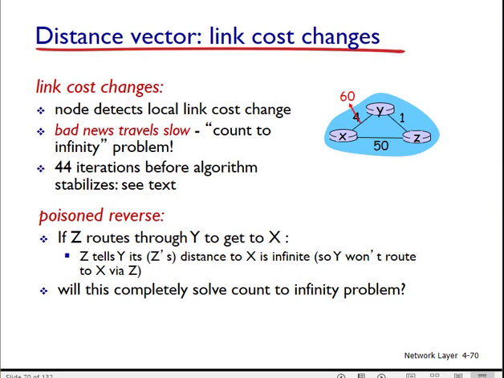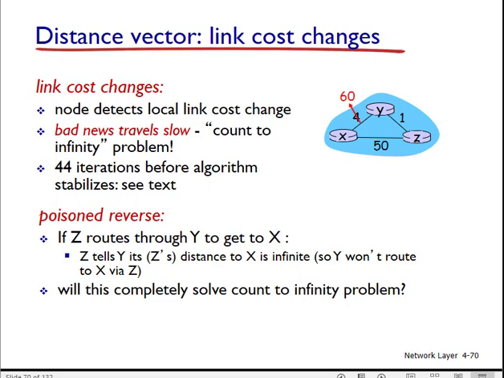The specific looping scenario just described can be avoided using a technique known as poisoned reverse. The idea is simple. If Z routes through Y to get to destination X, then Z will advertise to Y that its distance to X is infinity. That is, Z will advertise to Y that the link cost is equal to infinity, even though Z knows the link cost is advertised as 5.